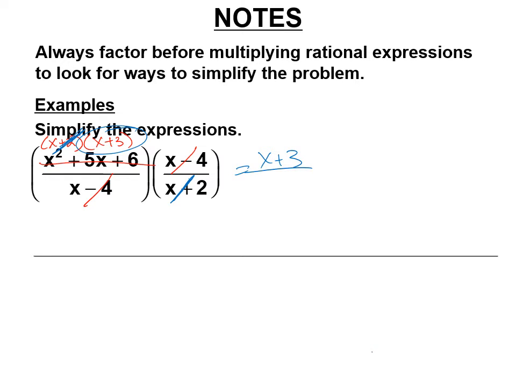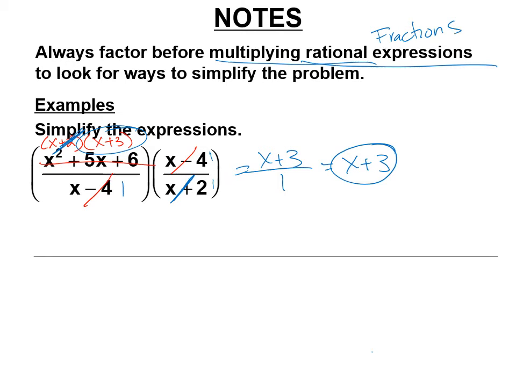When everything is canceled, by the way, you get a 1, right? So it's x plus 3 times 1. It's 1 times 1. And so this is x plus 3. Look at that. That is way simpler than what we started with. By the way, this is called rational expressions. We're multiplying rational expressions. That's a fancy name for fractions with polynomials in them.